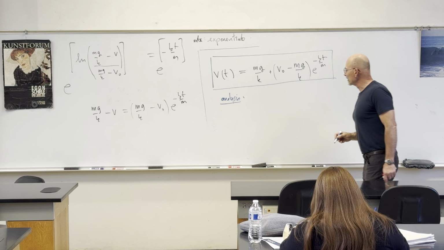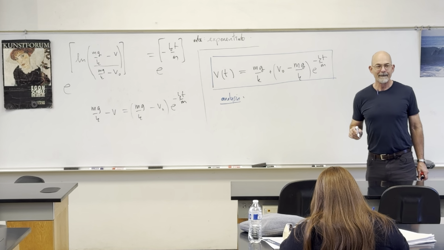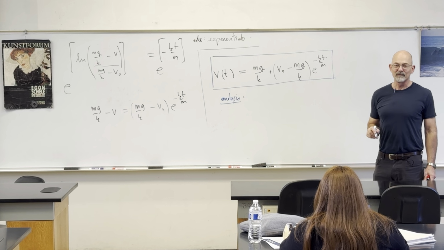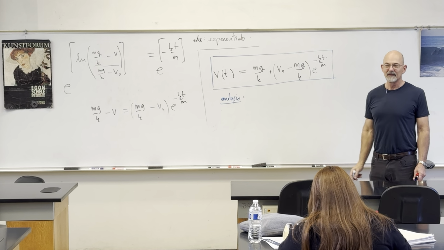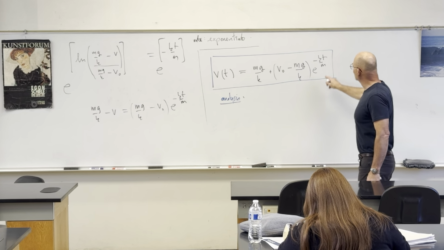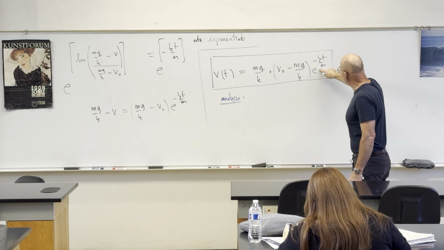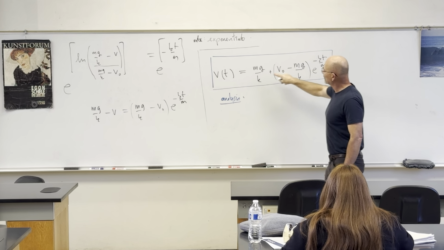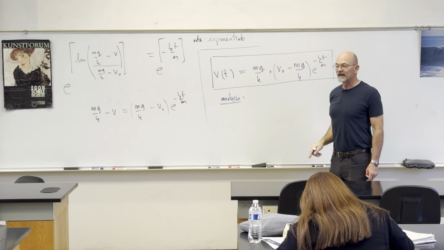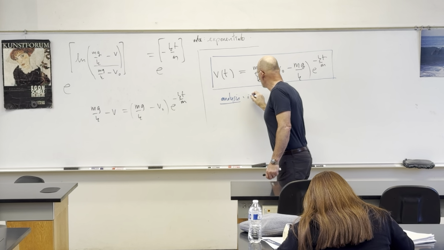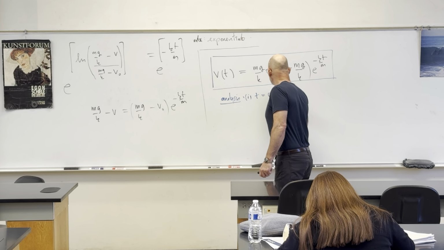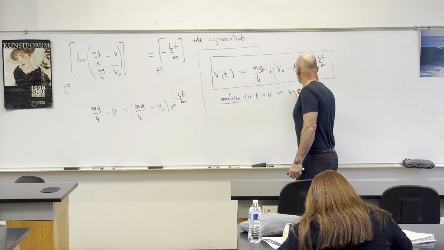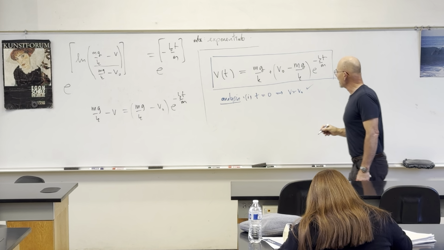What was the first thing we did on the other one? We were checking the solution. T is equal to 0. So when t is equal to 0, here we get a 1: mg over k plus v naught minus mg over k. So v is equal to v naught, right? So that one checks out. T is equal to 0, v is equal to v0. So we're good with that.